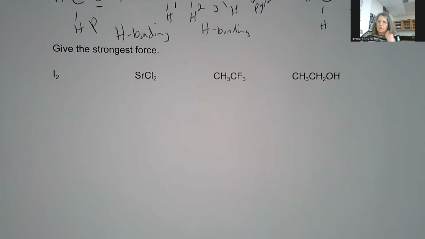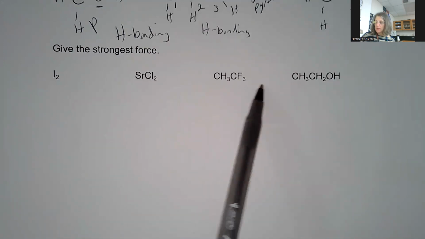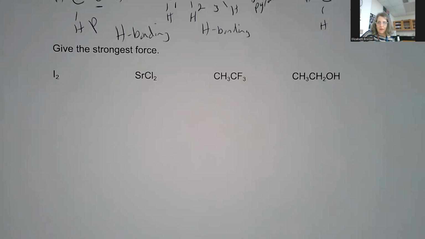So the final question I want to look at is what is the strongest force if I just give you a list of chemicals? So iodine, I2, strontium chloride, this is a carbon-based molecule, and this is an alcohol. So take a moment and see if you can draw their structure and then look at the dispersion forces. Do they have dispersion, dipole, or do they have hydrogen bonding? And do they have anything beyond that? So what is the strongest force in each one of them? I'm going to pause the video and then come back.